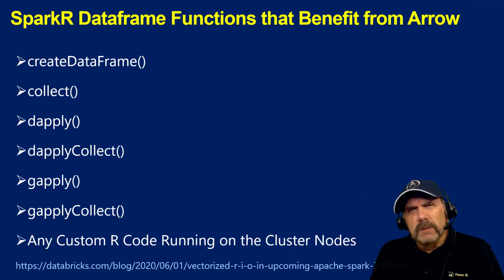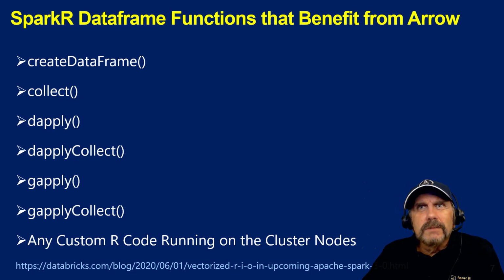So I might say, okay, Brian, what's the benefit? So let's say I use Arrow and it's supposed to be really fast. What do I get out of it? Well, the functions that can directly benefit from using Arrow include these functions: createDataFrame, collect, dapply, which runs that R code on the cluster that we talked about, dapplyCollect, gapplyCollect, and basically any custom R code that you're running on your nodes. So it's pretty big benefits here.